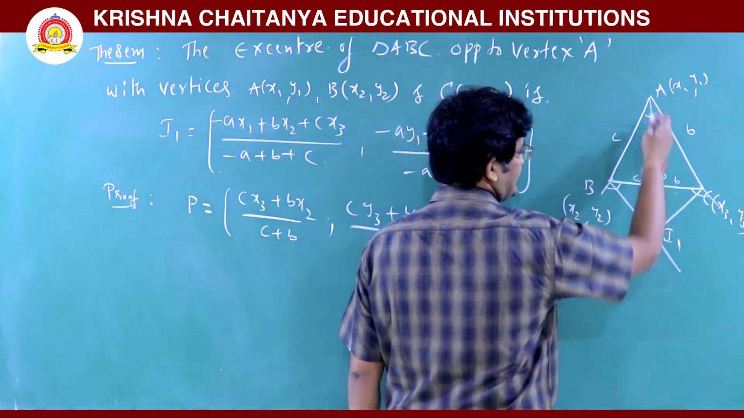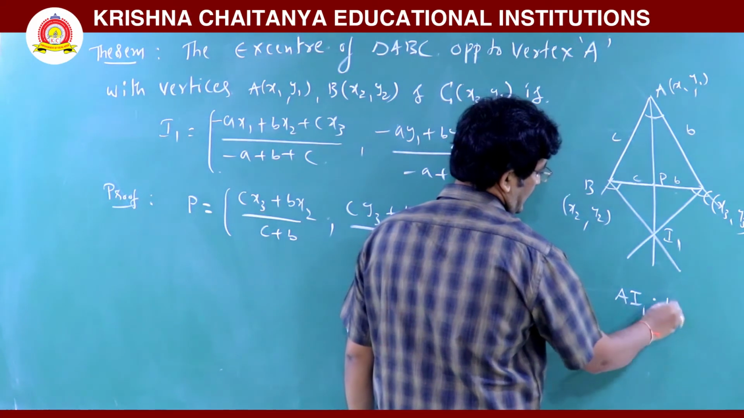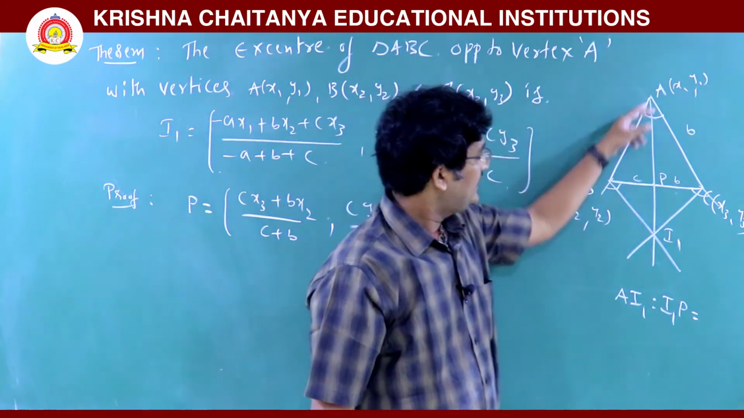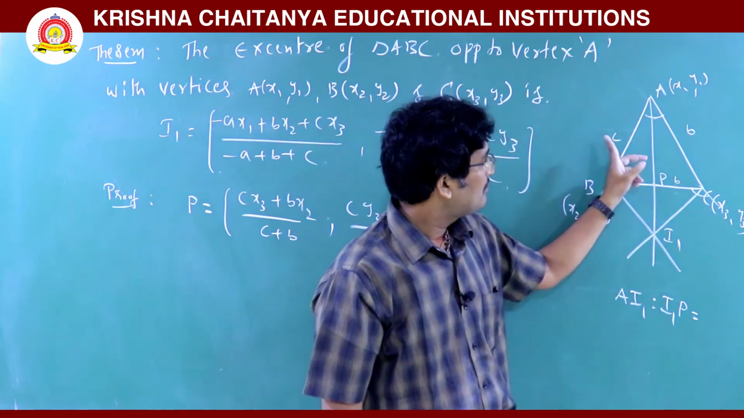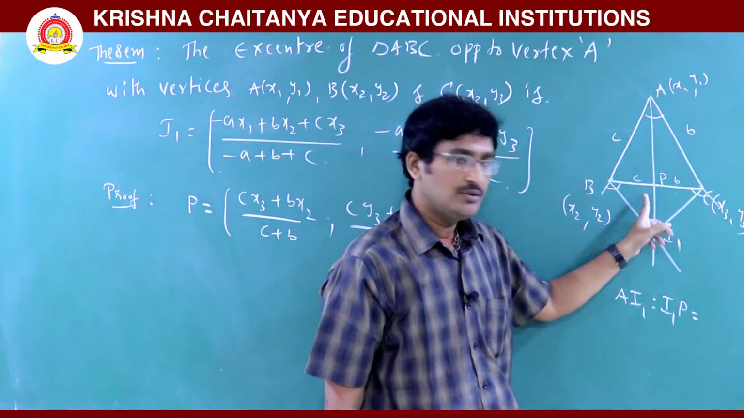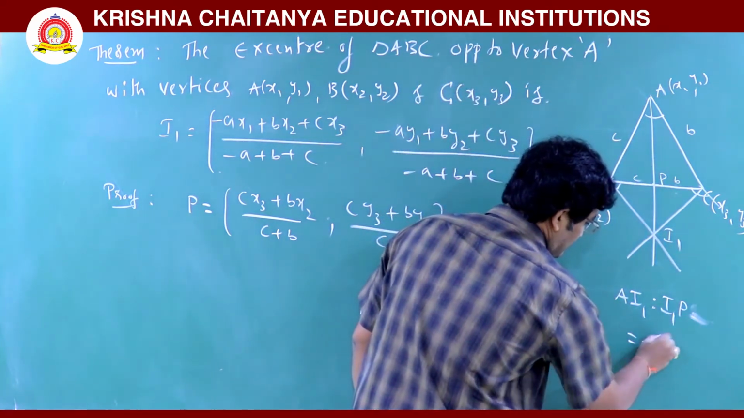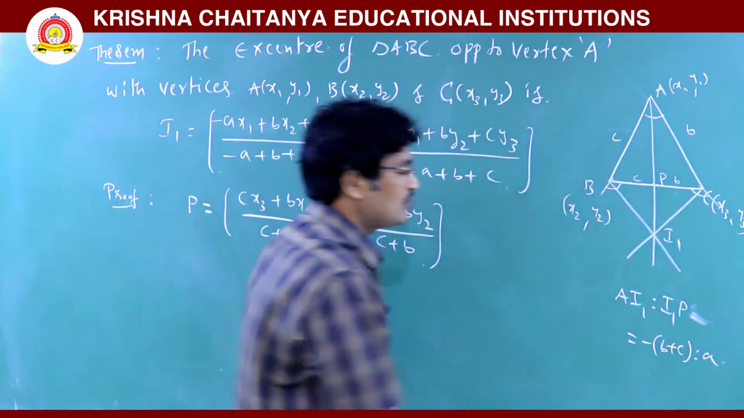This I1 divides AP bar. That means AI1 is to I1P. What is the answer? AI1 is to I1P is equal to minus of B plus C is to A, you know. From the previous discussion, minus of B plus C is to A. So, we need the I1 coordinates now.